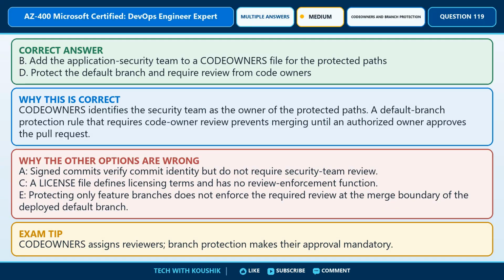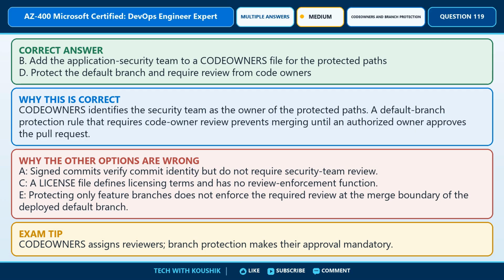The correct answers are Option B. Add the application security team to a code owners file for the protected paths, and Option D. Protect the default branch and require review from code owners. Here's why. Code owners identifies the security team as the owner of the protected paths. A default branch protection rule that requires code owner review prevents merging until an authorized owner approves the pull request.